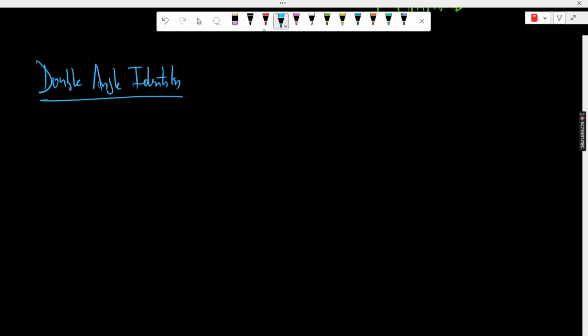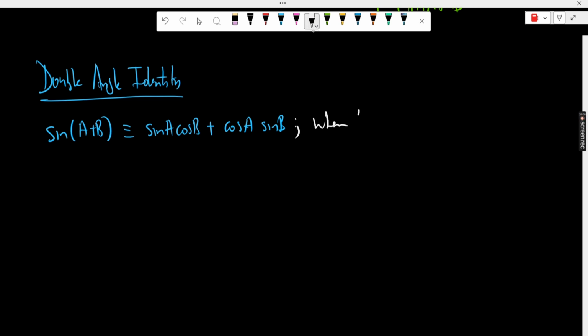All right, so the first one we look at is this one. Sine of A plus B is equivalent to sine A cos B plus cos A sine B. Now, what we say is that, let me not write it there. So we have that, right? So we have that. Now, what happens when A is actually equal to B?